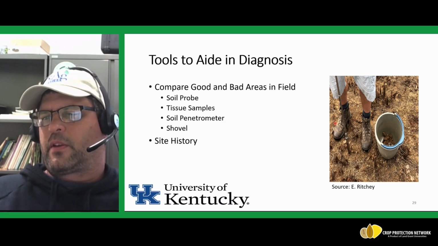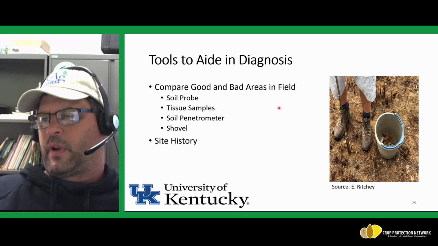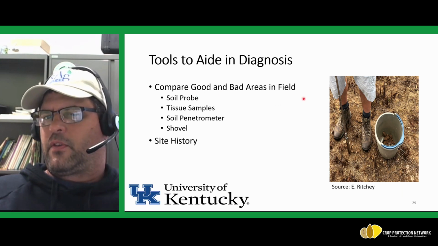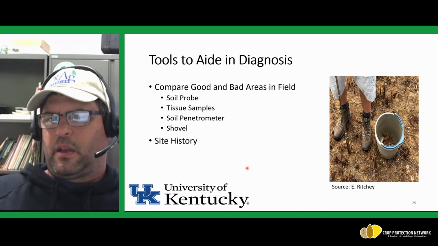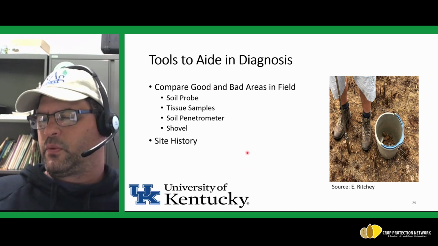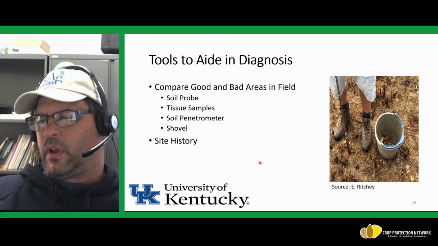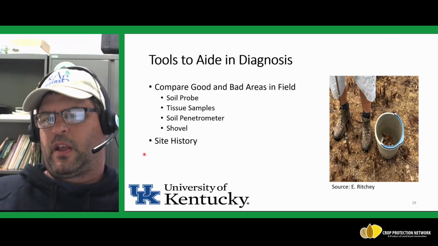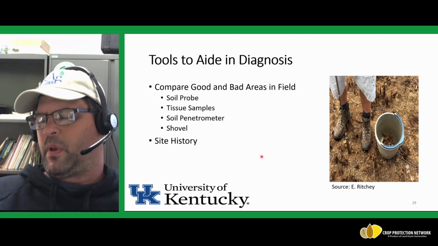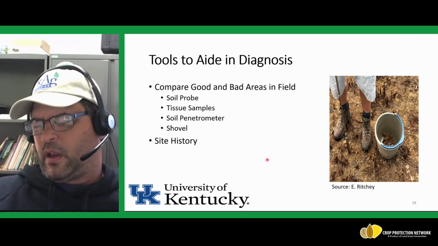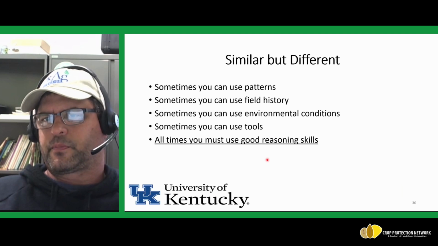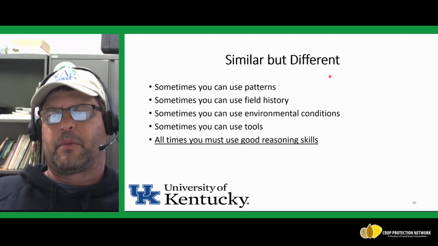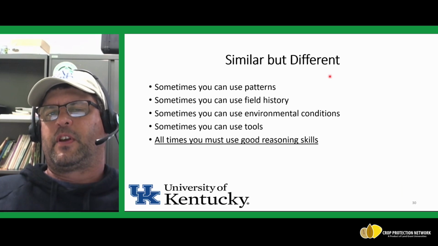So what I like to do when I get called to help diagnose a problem is look at good areas and bad areas in the field and then use some or all of these tools to help decide, is it truly a nutrient deficiency or is there some other stress doing that? And then site history, just knowing what's been going on for that site, can help out a tremendous amount. So we're getting close. We want to look at some similar but different deficiencies.